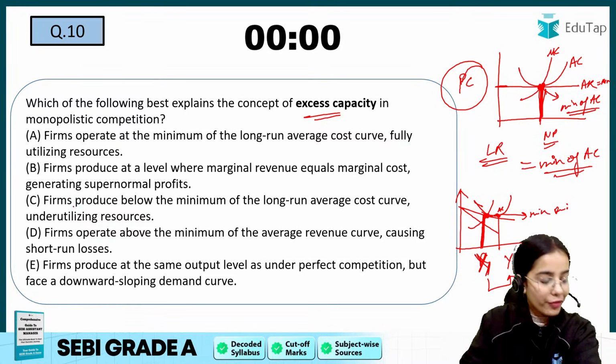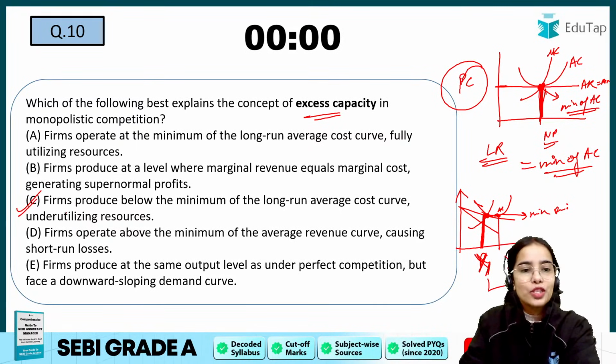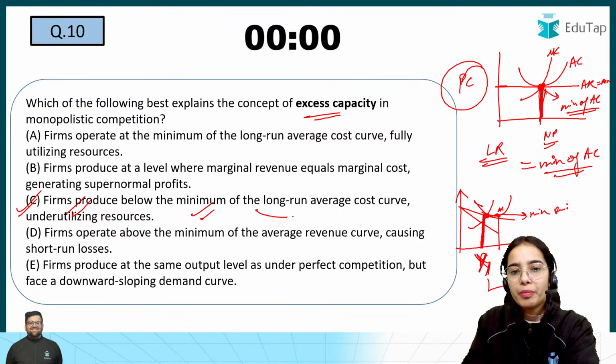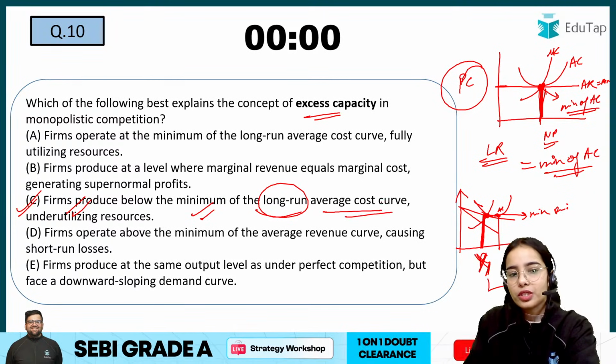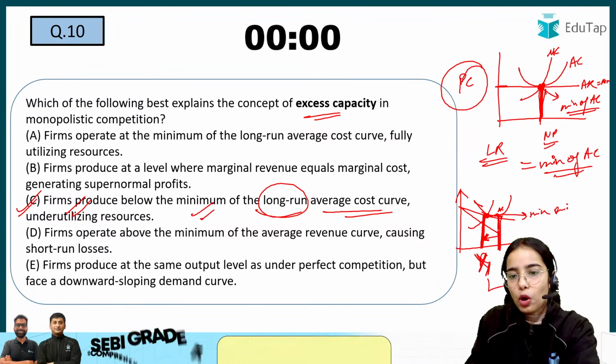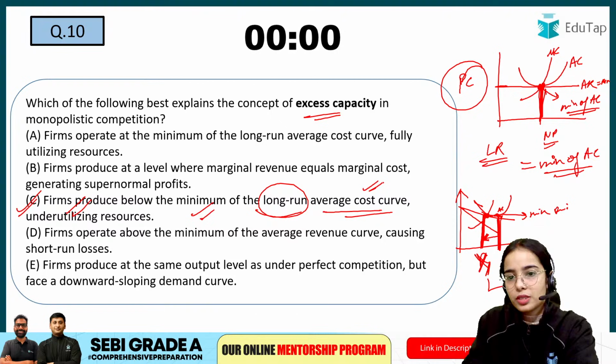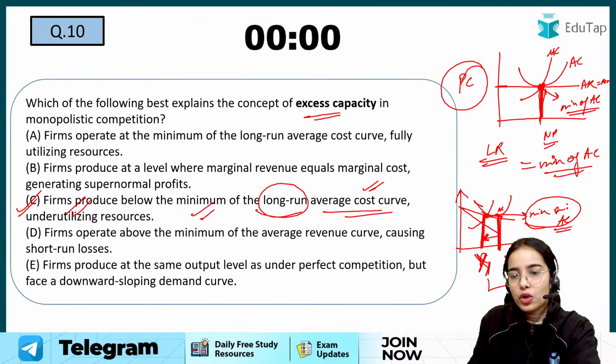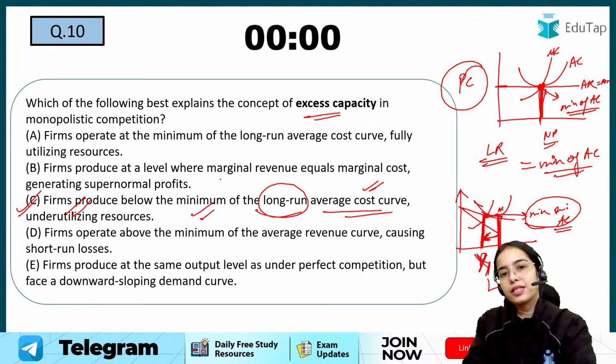So firms, very good everyone, C is the right answer. So firms are producing below the minimum of long run average cost curve. The firm is producing less than the minimum of long run average cost. Okay, so we are not producing at the minimum of average cost, we are producing less than the minimum of average cost. That's why there is excess capacity present.